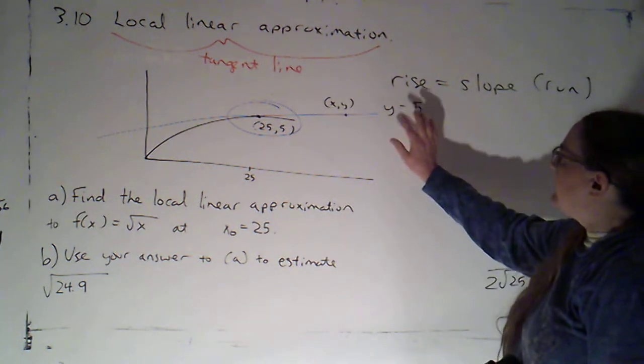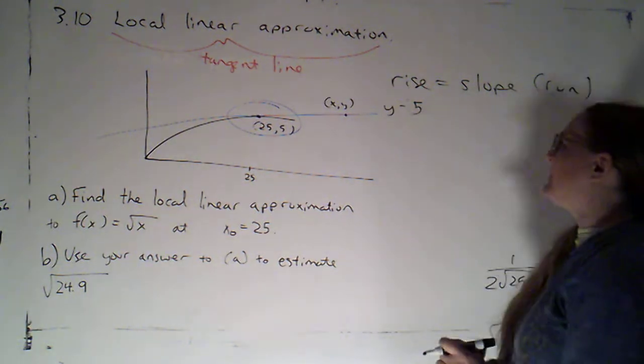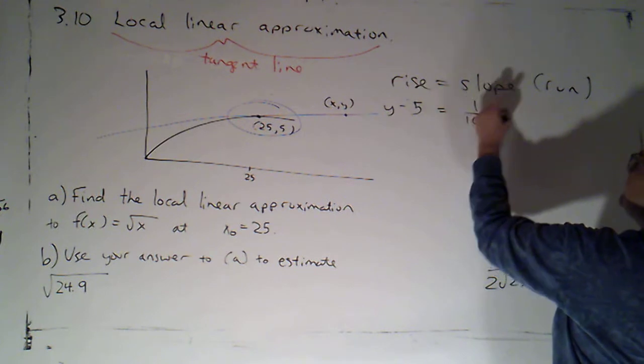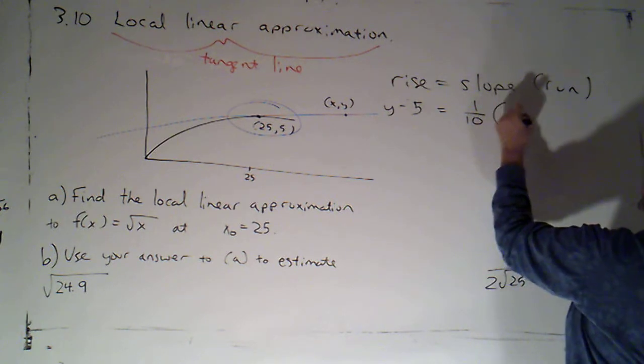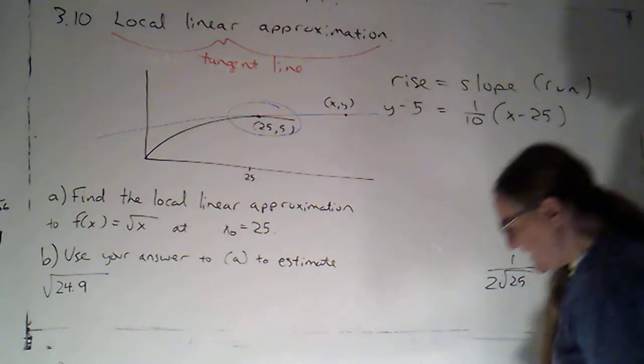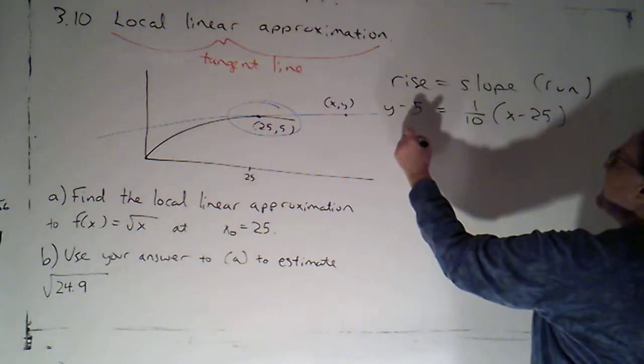Remember, we're calculating the rise using this point and essentially an arbitrary point x, y somewhere on the line. And we're saying if we use that point to calculate the rise and the run and it goes with the right slope, it's got to be a point on the line. So y minus 5 equals the slope of 1/10 times the run, which would be x minus 25. Okay. And I'm going to just take this one step further. I'm going to solve it for y, so I'm going to add that 5 over.